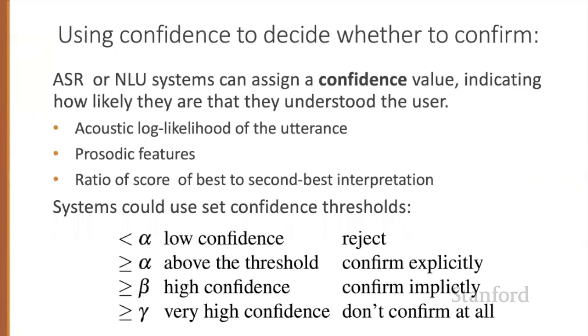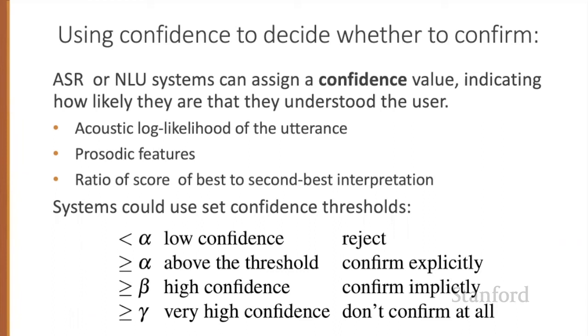It's common to use rich features other than just the dialogue state representation to make policy decisions. For example, the confidence that the ASR system assigns to an utterance can be used by explicitly confirming only low confidence sentences.